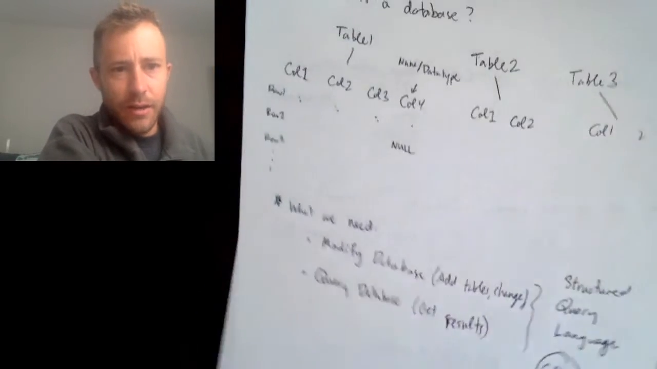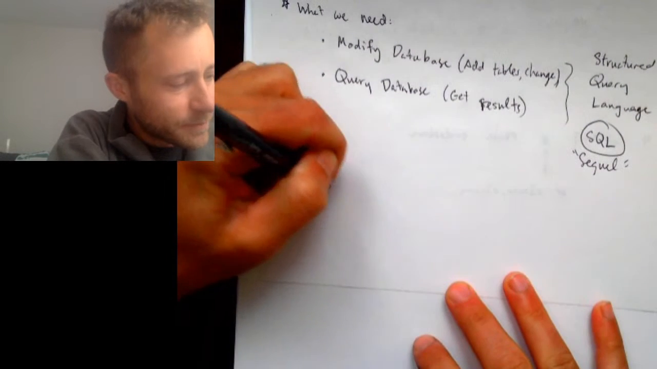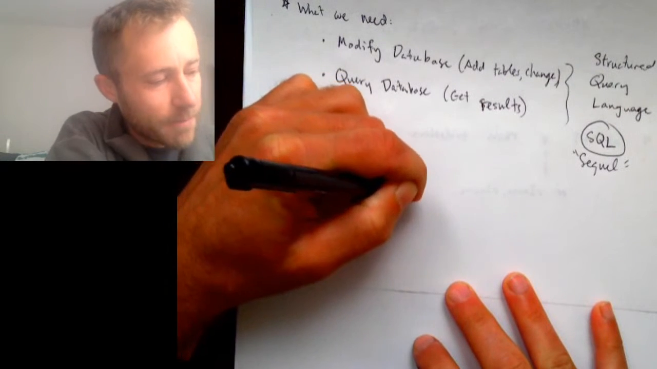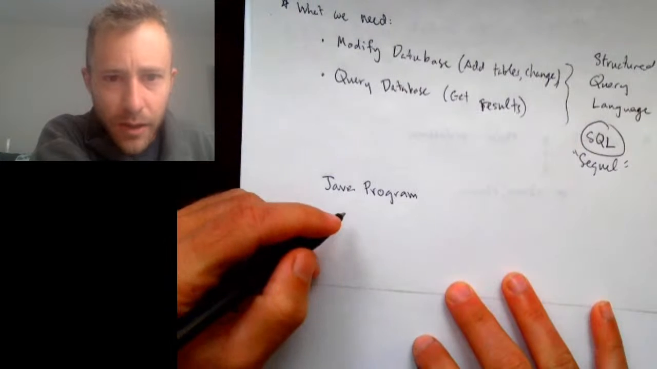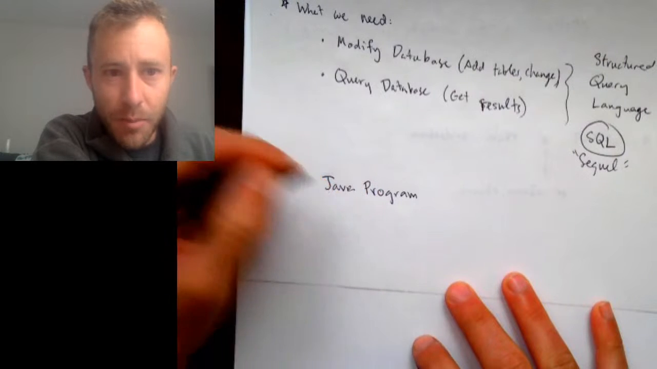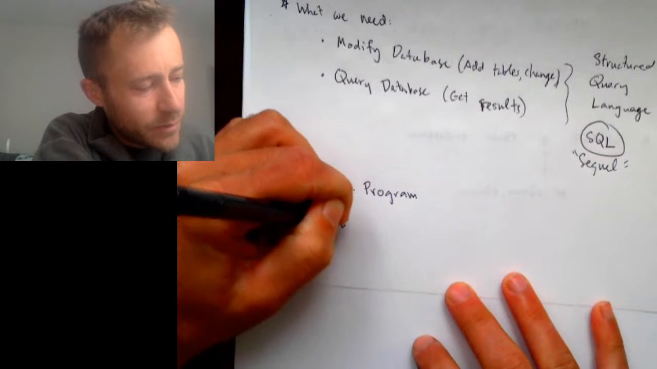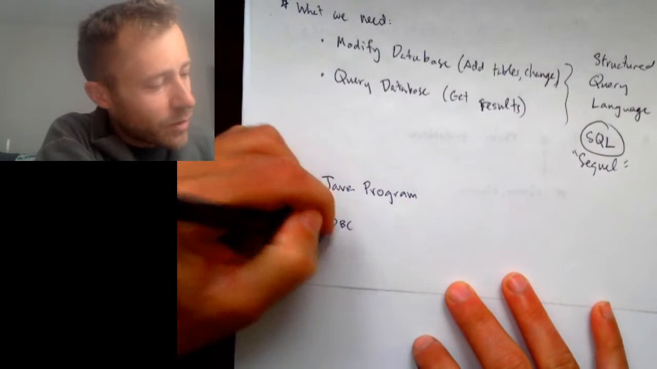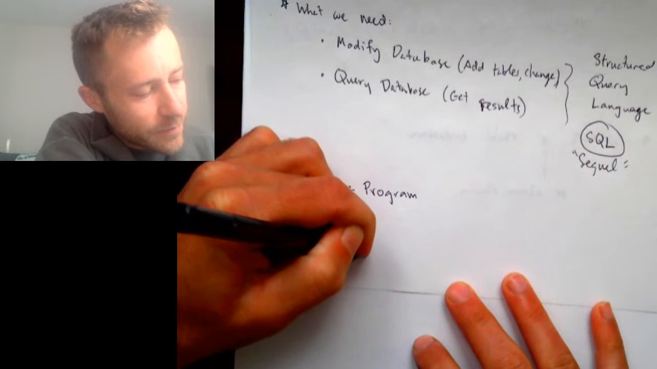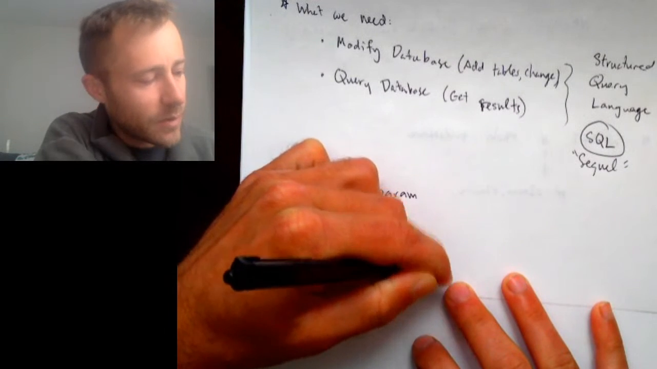And so the idea is that we're going to have a Java program, okay, and Java programs have a capability. It's called JDBC, which stands for Java Database Connectivity. All right.